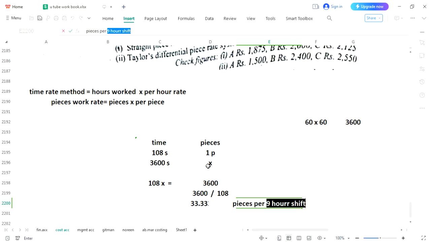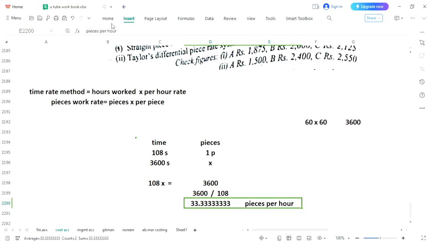per hour. In 1 hour, how many pieces can we manufacture? This is what our calculation was. In this way, the first standard we have settled, and now we will see what else is given in the question. But please keep it in mind, in 1 hour, the number of pieces to be manufactured is around 33. In 108 seconds, one piece was made. In 3600 seconds, that means 1 hour, 33 units should be manufactured.